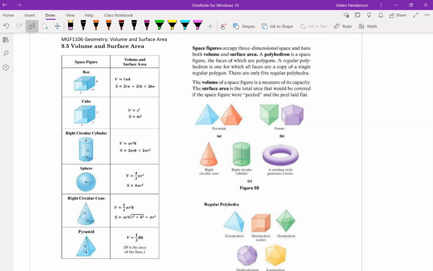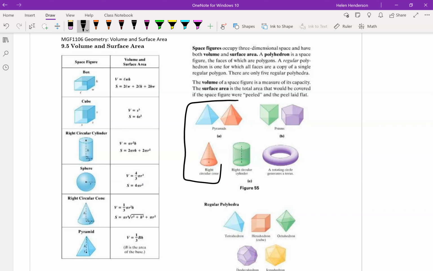And there's going to be two kinds of space figures that we deal with in this class. So we're going to deal with pyramids and cones. I would classify those as one kind of figure. Oops, not the cylinder, sorry.